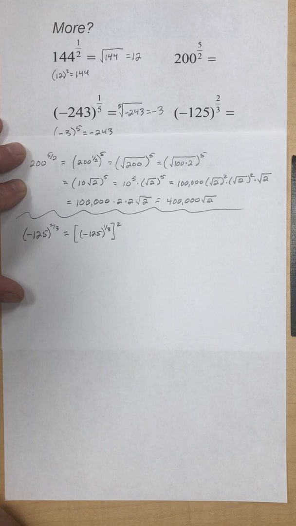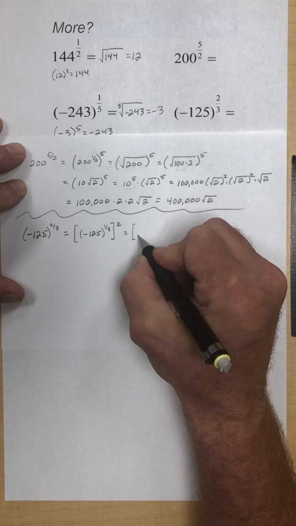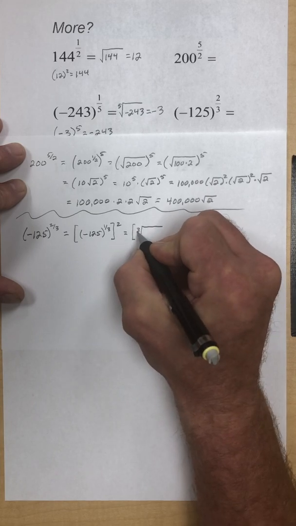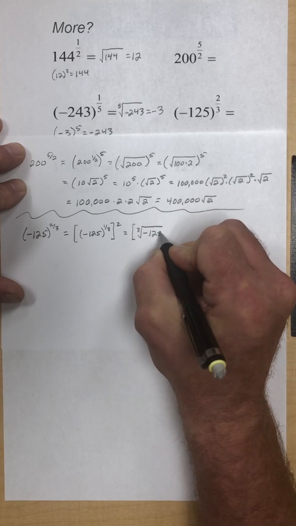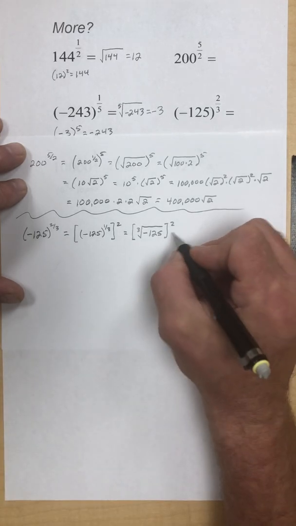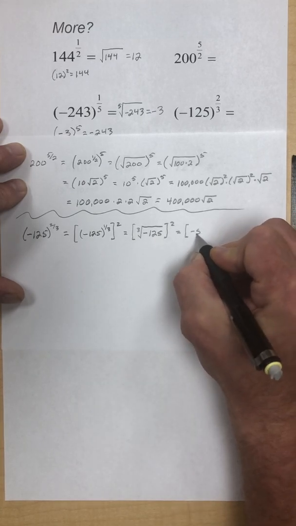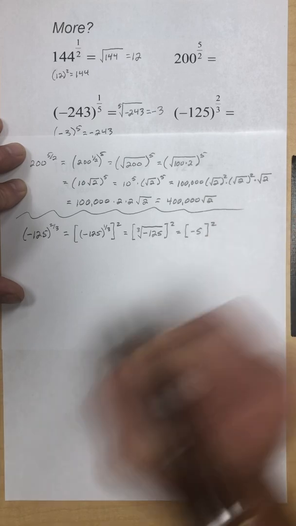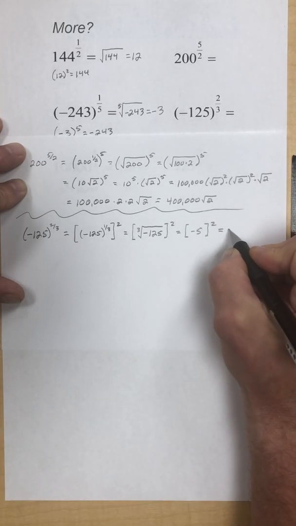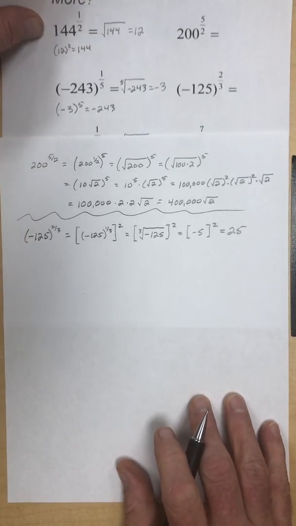Now 125 is a perfect third power. So I'm going to have the cubed root of negative 125, and then I have to square that. Well, 125 is 5 cubed, so negative 125 would be negative 5 cubed. So the cubed root of negative 125 is just negative 5. But then I have to square that. So negative 5 times itself will give me a positive 25. So we're good there. That one was pretty easy.